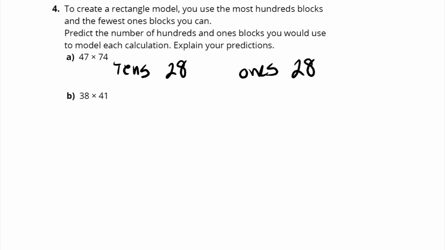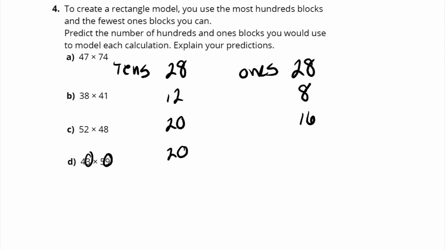For 38 times 4, multiplying the 3 times the 4 tells us that there will be 12 tens blocks. And for the ones, we've got 8 times 1, which is 8. Next one, 5 times 4 gives us 20. So there are 20 tens blocks. And there are 2 times 8, or 16 ones blocks. Final question, got 4 times 5. Again, we have 20 tens blocks. And 3 times 9, or 27 ones blocks.